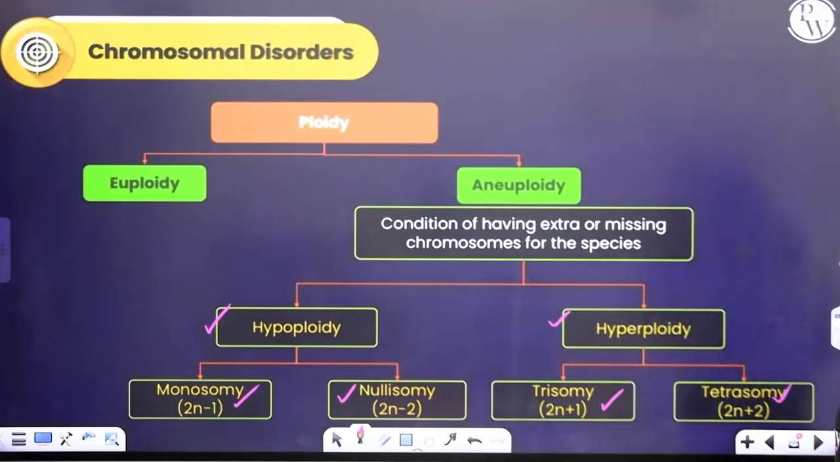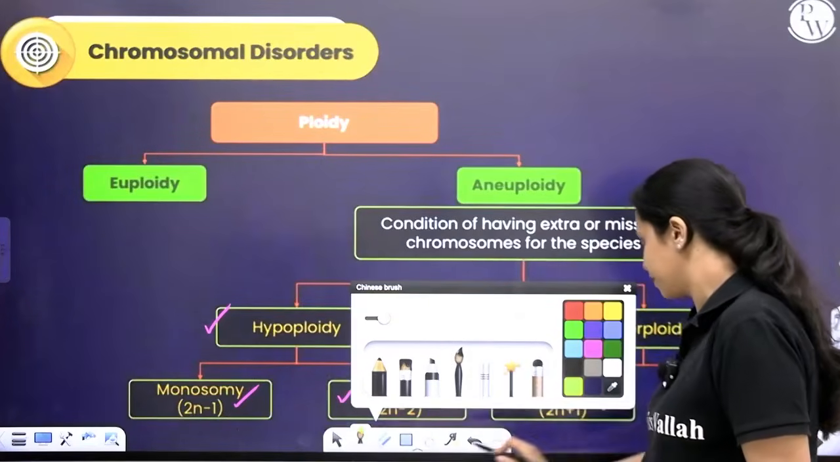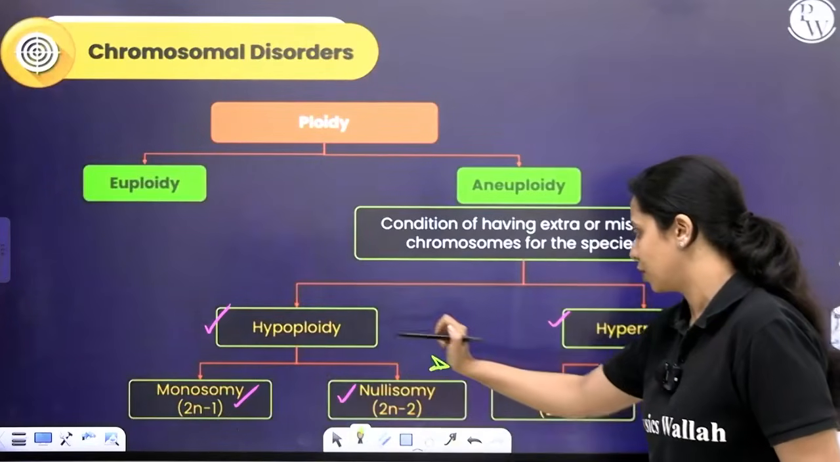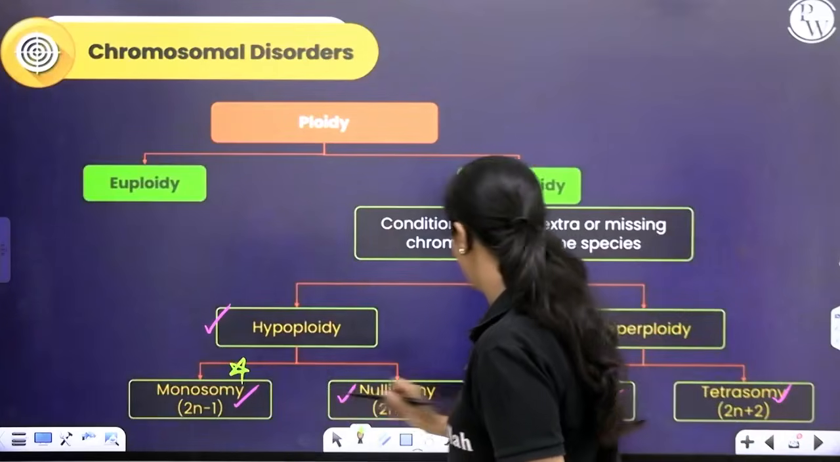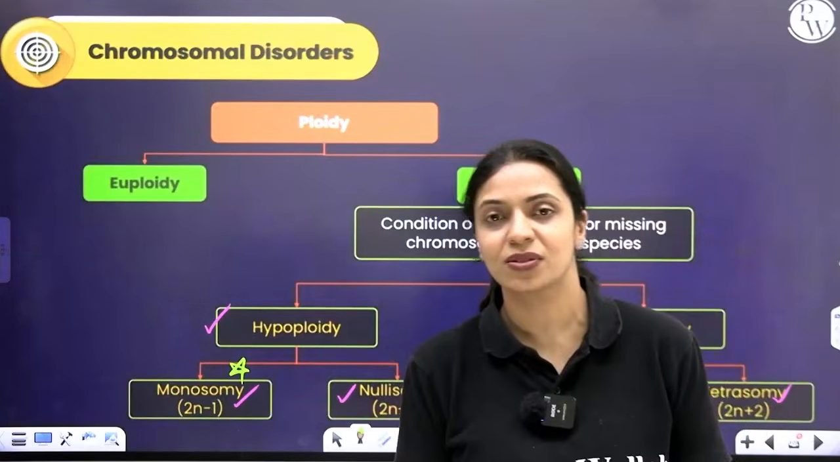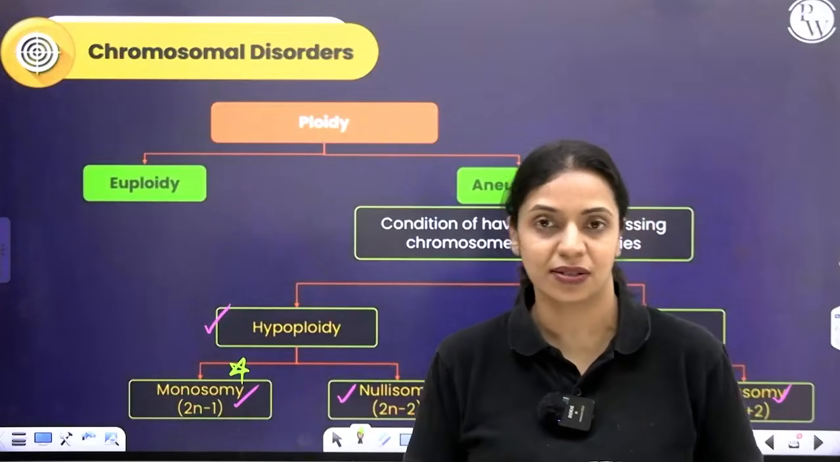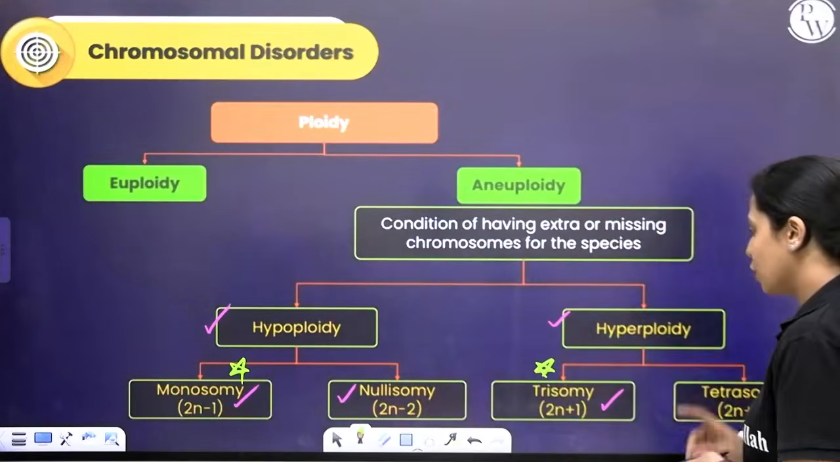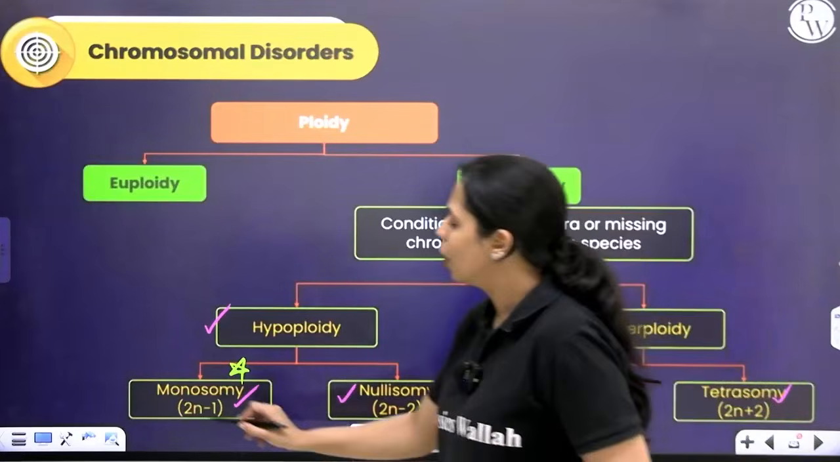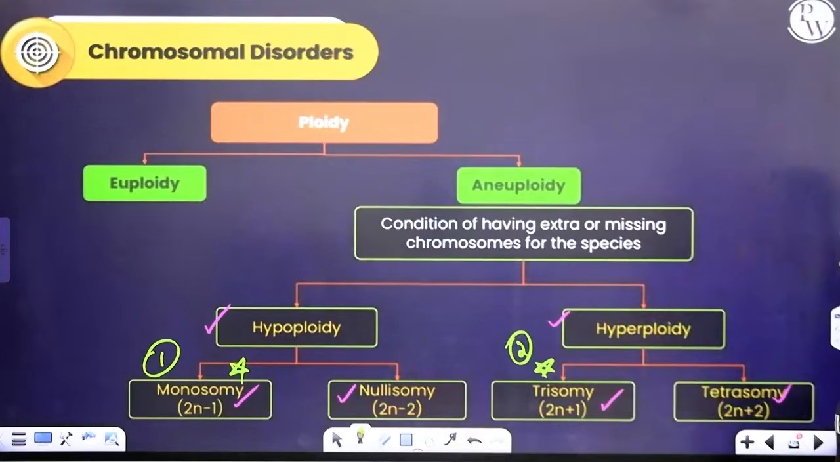Okay, these are the terms used. Usually in humans, you see not nullisomy, you see monosomy and trisomy. In plants, you may see nullisomy and tetrasomy because an embryo will not survive if there are so many differences in chromosomes. Okay, so today you have to learn about 1 example for monosomy and 2 examples for trisomy.